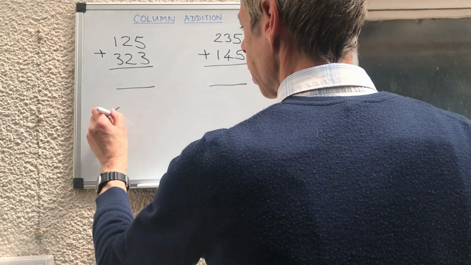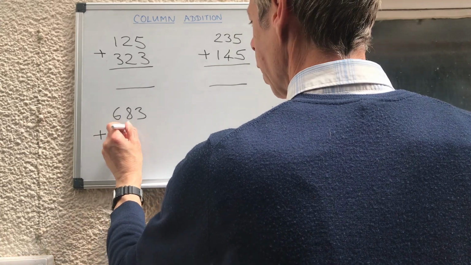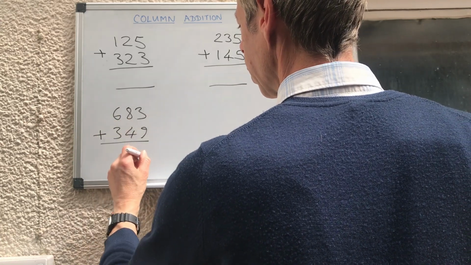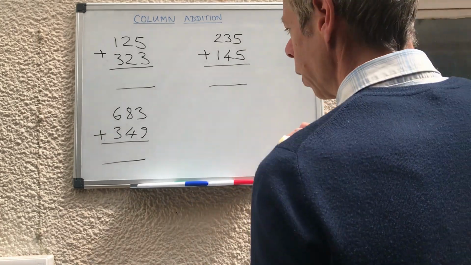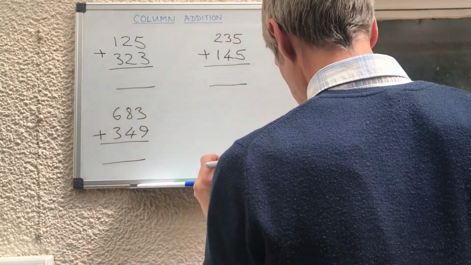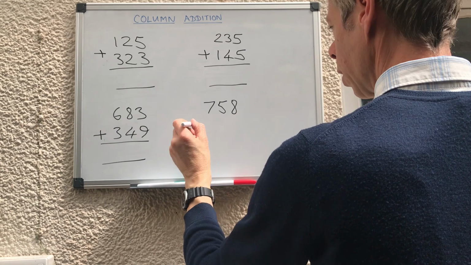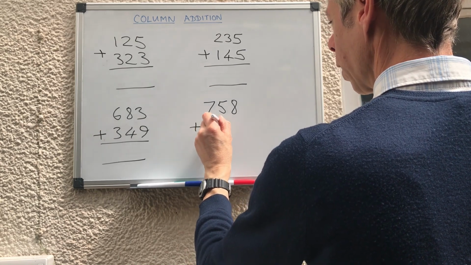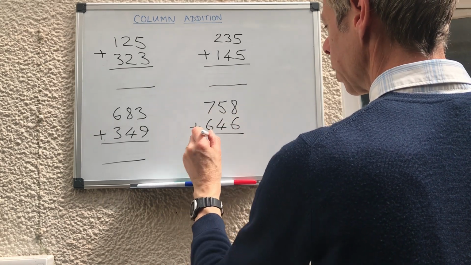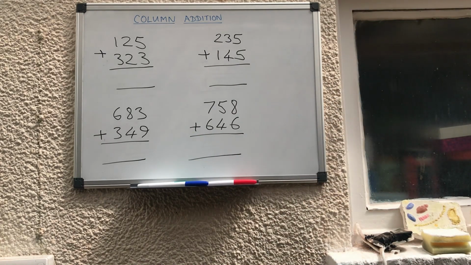So 683 plus 349. Right, so that's 349. Just going to redo the 9. And then we're going to do 758 plus 646. Right, I'll just give you a minute or so to work on those, and then I'll start going through the answers.